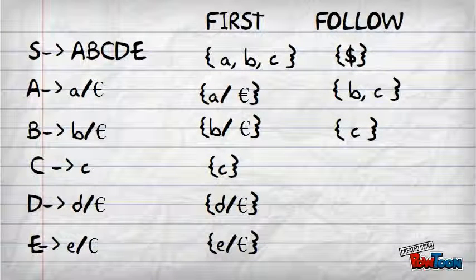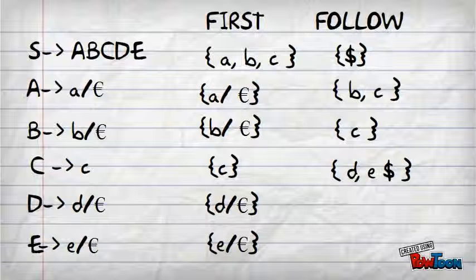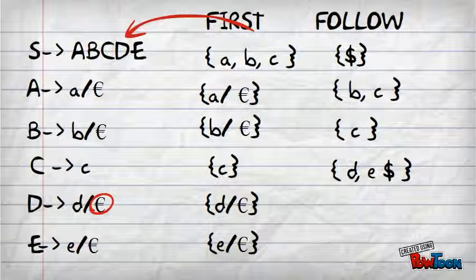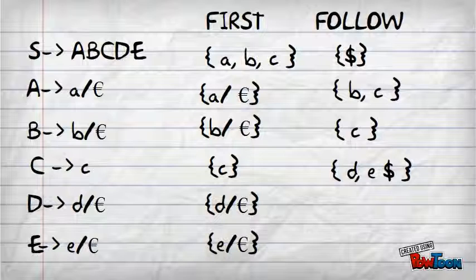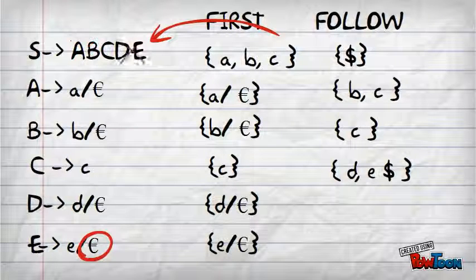Next, we need to get the follow of C. The follow of C is D and E. So the first of D is small d. Copy it. Then substitute the empty set to the letter D so that it will vanish. And we copy the first of letter E, which is small e. Then substitute the empty set to letter E so it will vanish.